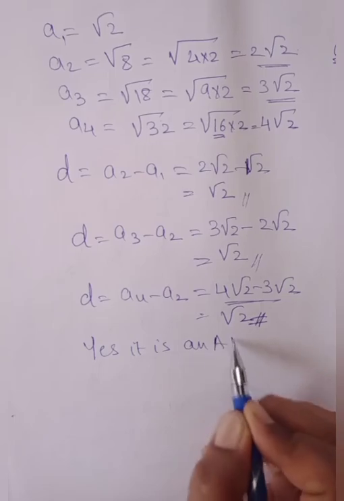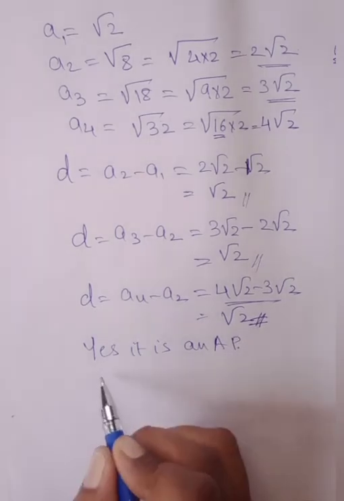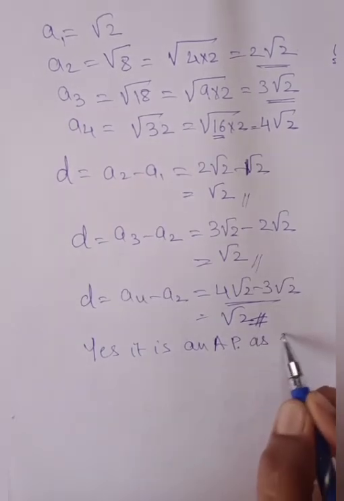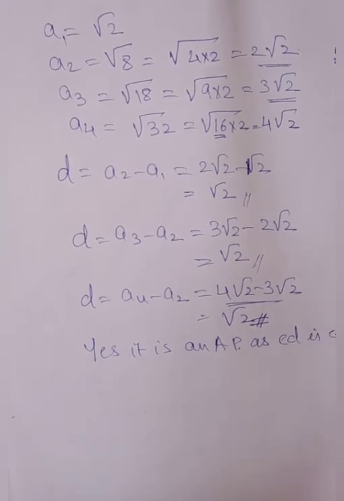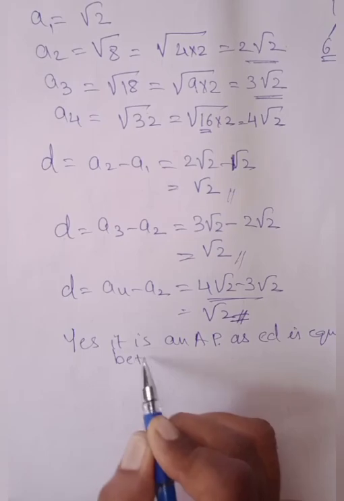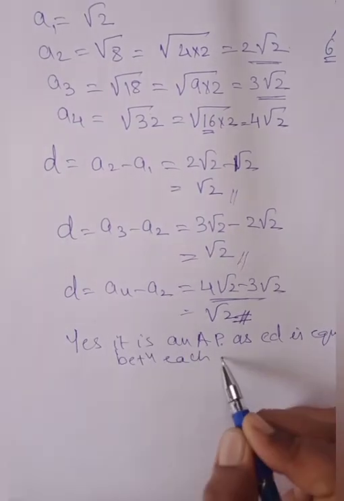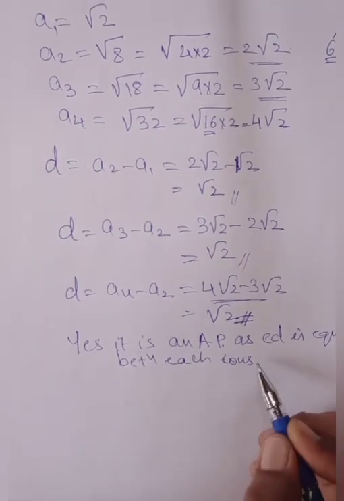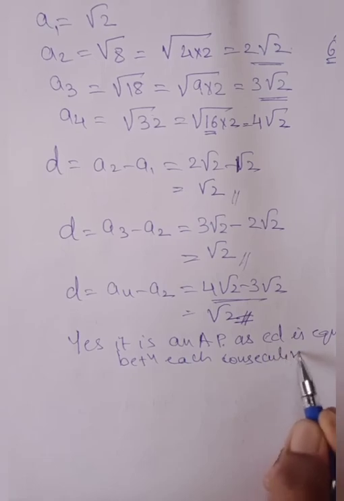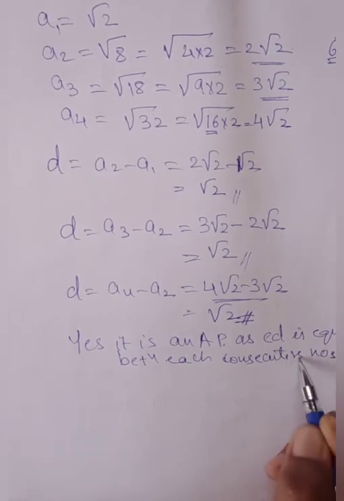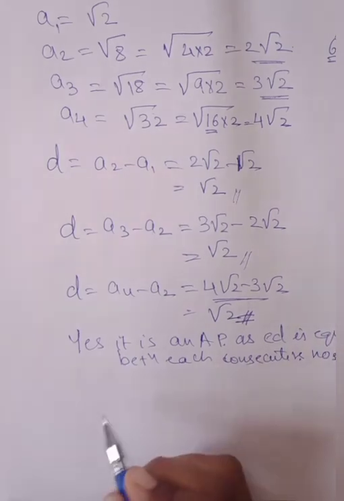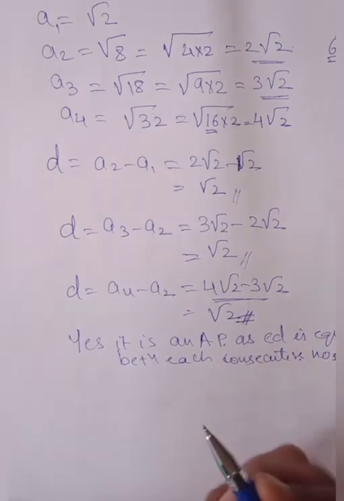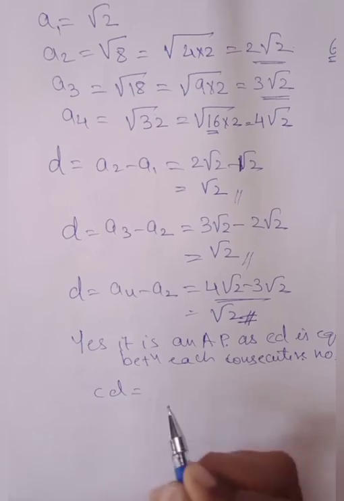It is an AP, for 3 marks. As the common difference is the same between each consecutive number, you are going to say that. Consecutive means immediate next. You are giving this reason, and because of this you are going to call it an AP. At the same time, you are writing the difference: common difference is equal to root 2.